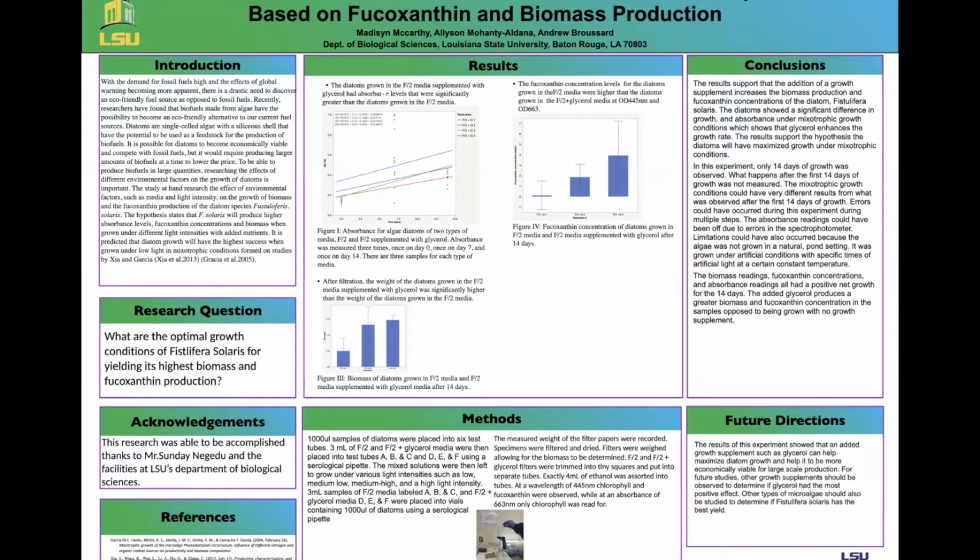F2 and F2 plus glycerol filters were trimmed into tiny squares and put into separate tubes. Exactly 4 milliliters of ethanol was added into the tubes. At a wavelength of 445 nanometers, chlorophyll and fucoxanthin were observed, while at an absorbance of 663 nanometers, only chlorophyll was read for.